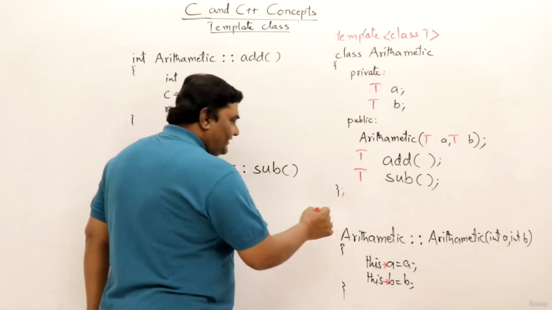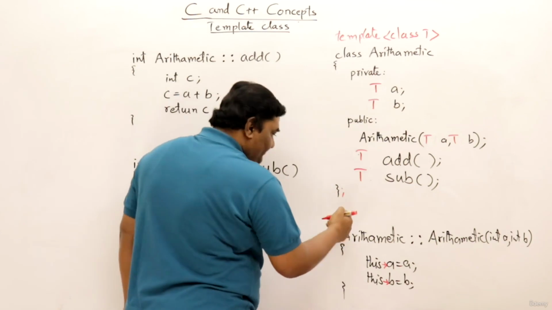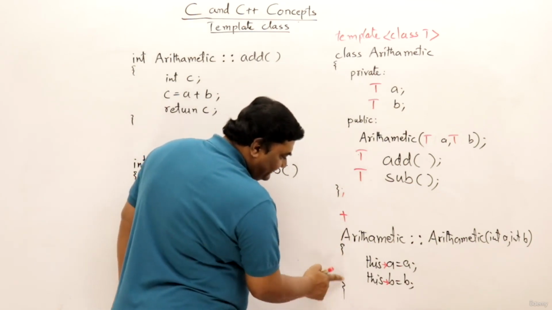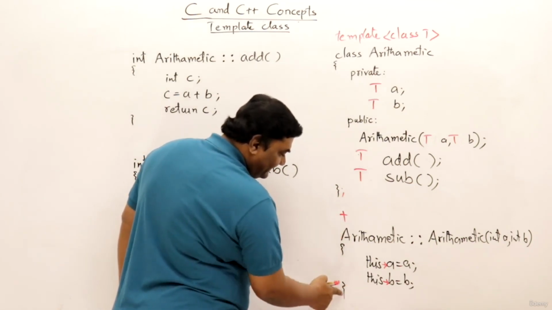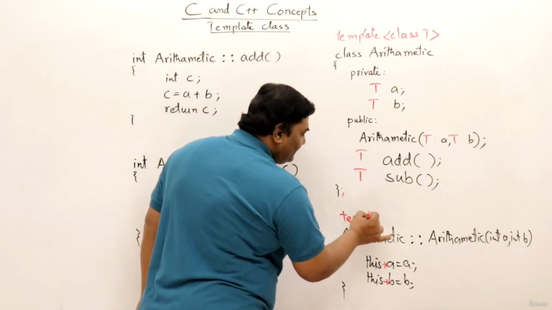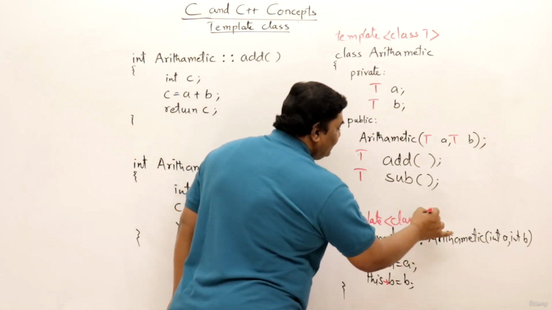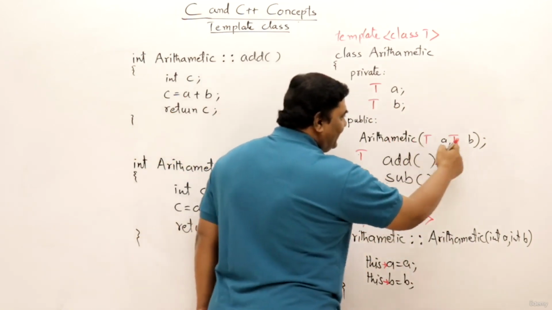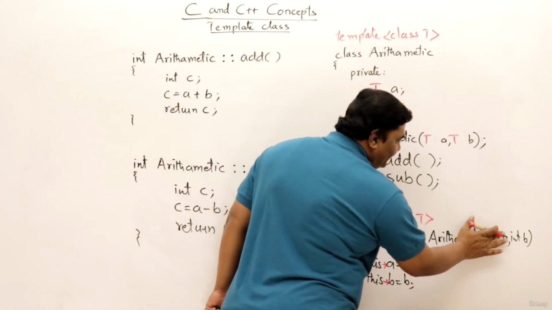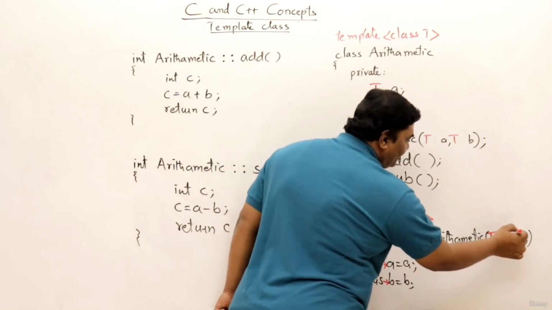So yes, write down template once again here. Why? Because this has finished here. So again write down so that it can start and end here. Start from this line and end here. So write down template class T. If you observe here, these I have made them as T, so these also will be T. These are template type.